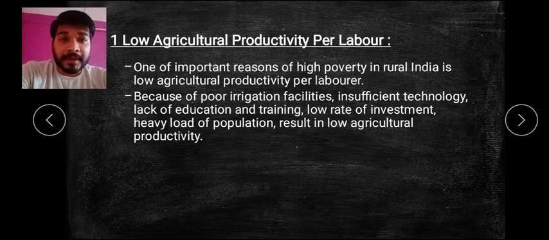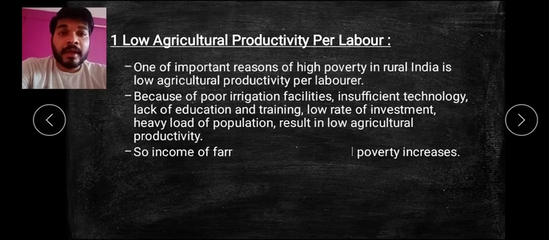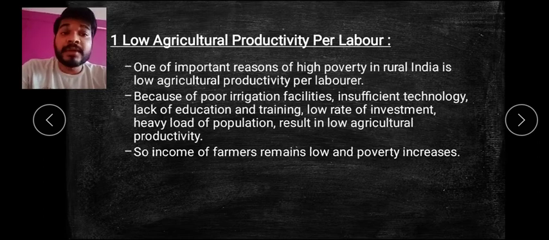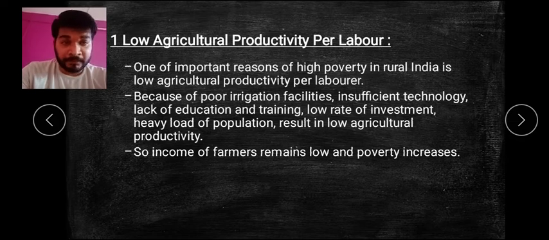So here you find that this became a major problem, like all these things: technological things, education, training, low rate of investment, poor irrigation facilities. All this became a major problem for production. So production became less at that time, and as all these things were mattering, the farmers' income remained low and lower, and poverty increased. So this was the first economic factor, why it was lacking: because of insufficient facilities, or we can say insufficient technologies. I hope you have been getting it.